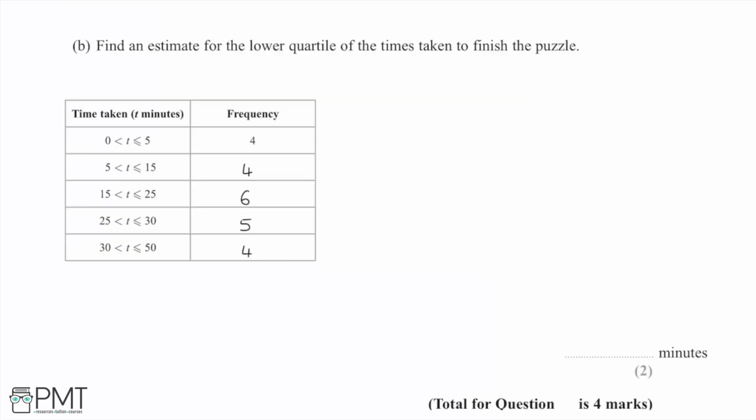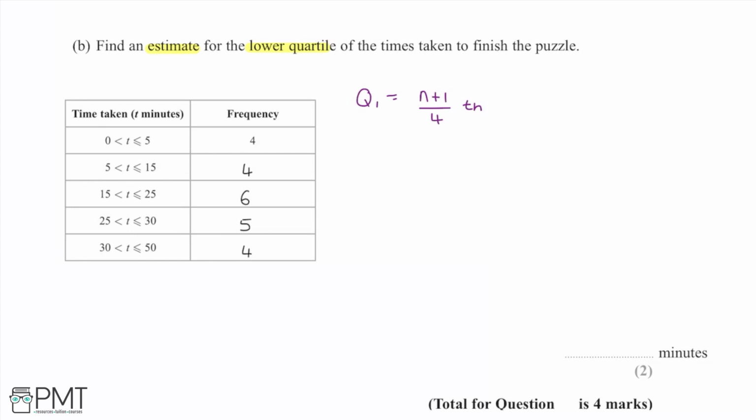We're now asked to find an estimate for the lower quartile of the times taken to finish the puzzle. We can obviously use this data that we've just put together, and we're going to use the frequencies. So we've basically put together for ourselves a frequency table here, with the frequencies for each set of times. In order to find the lower quartile, which is quartile 1, we need to find the n plus 1 over 4th piece of data and then see what time that's going to correspond to.